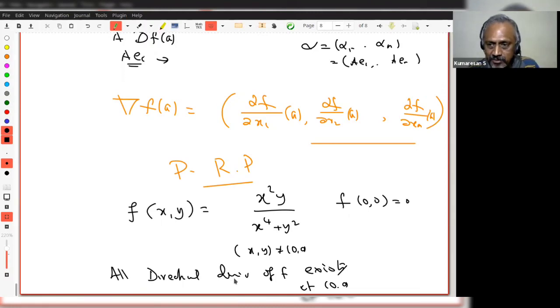But the directional derivative exists. The special case of directional derivatives are partial derivatives. If I take the coordinate direction ei, then that will be the ith partial derivative. Therefore, all partial derivatives will exist. Therefore, I can form this vector, but I should not call it a gradient vector because the function is not continuous and hence not differentiable. Okay. I hope all of you understand.